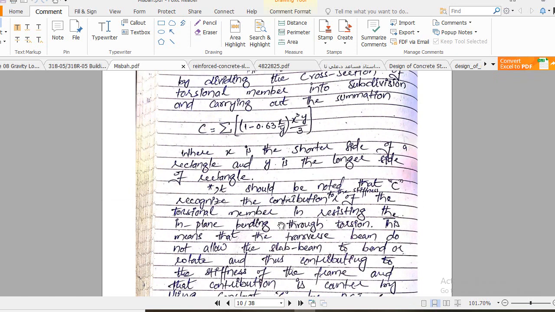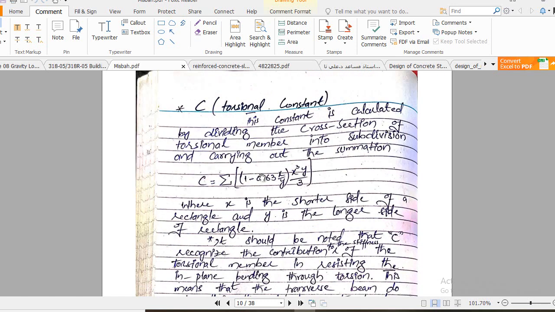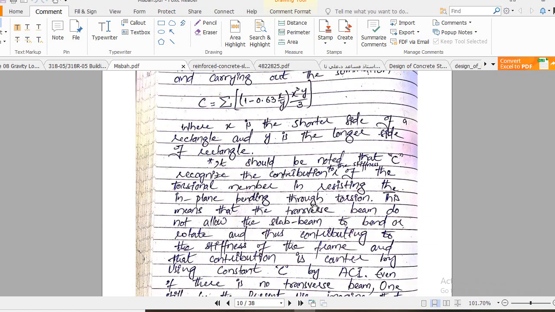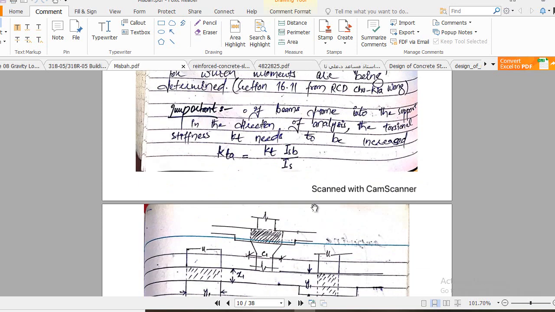The transverse beam or the transverse member basically prevents the slab beam from rotating, or you can say from torsional deformation. So to recognize the importance of this torsional member, we use constant C. Okay, that C basically enhances the stiffness of the column. Clear? Now how to calculate this C? Okay, this is very important.